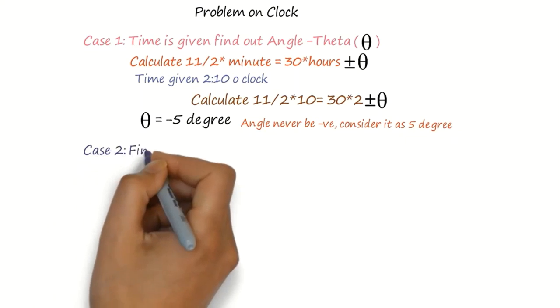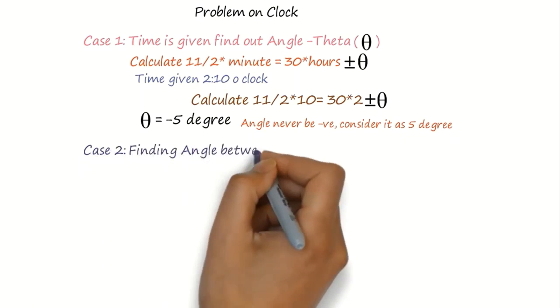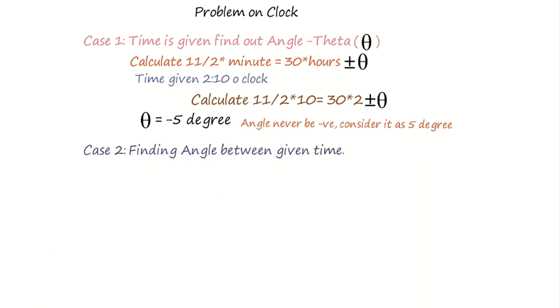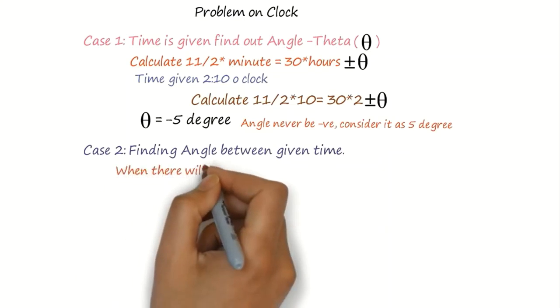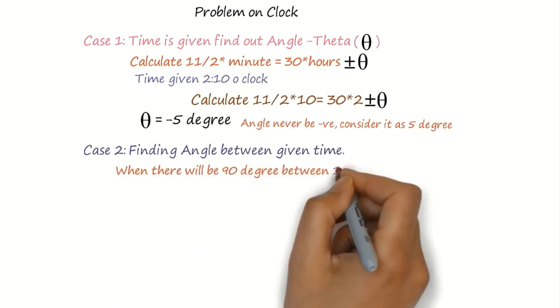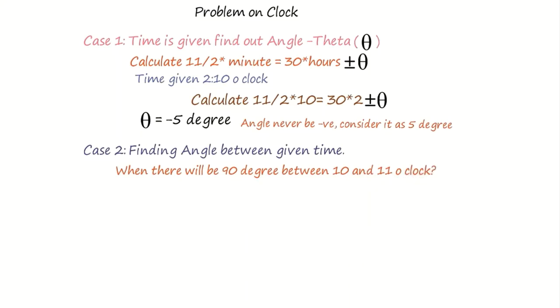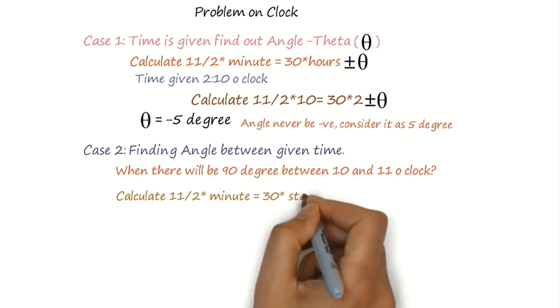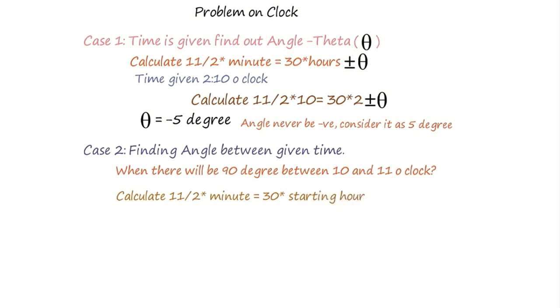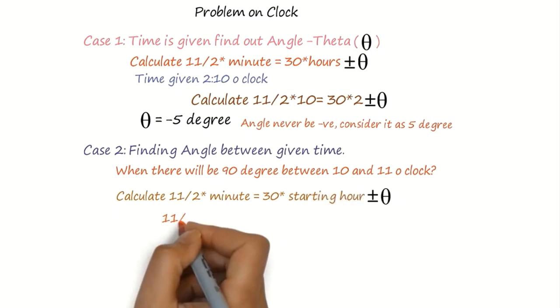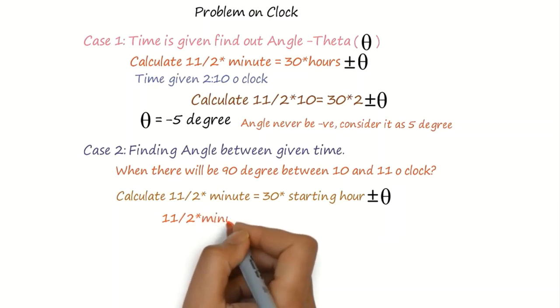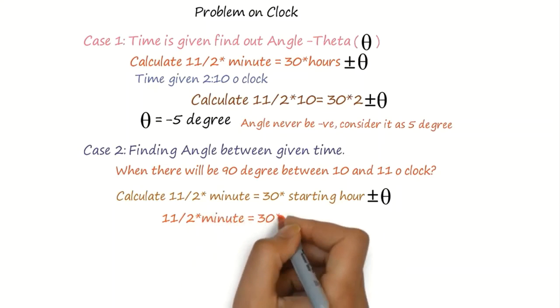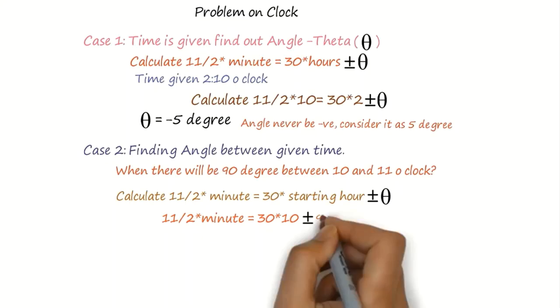And in the second case, you will be asked to find out the time within a specified time frame when a specified angle is achieved. We will use the same formula, however, keep in mind that in place of hours, put the starting hour. That is, you are asked to find when there will be a 90-degree angle between 10 and 11 o'clock. So the starting hour will be 10.